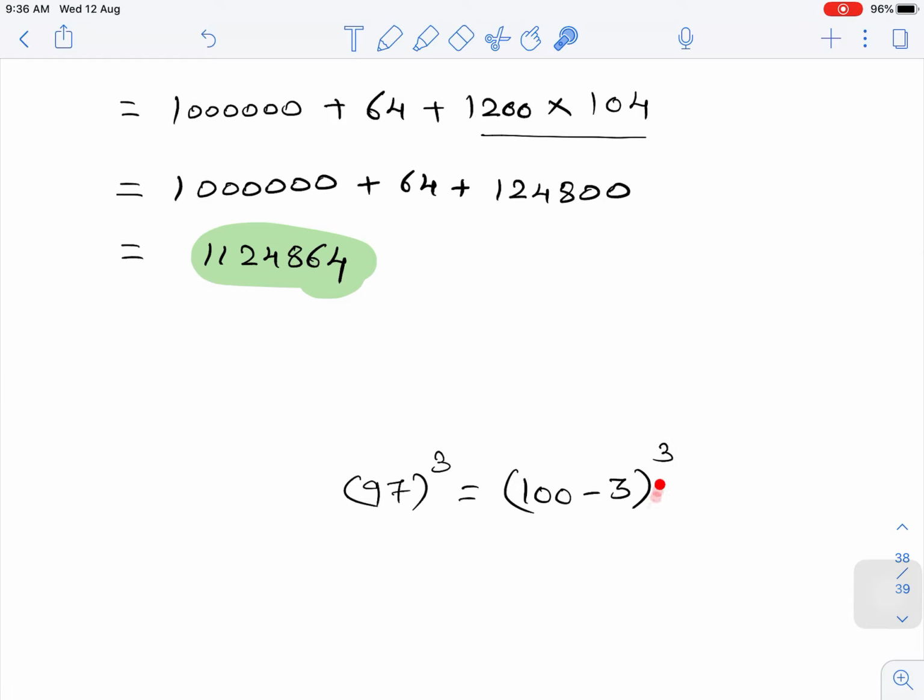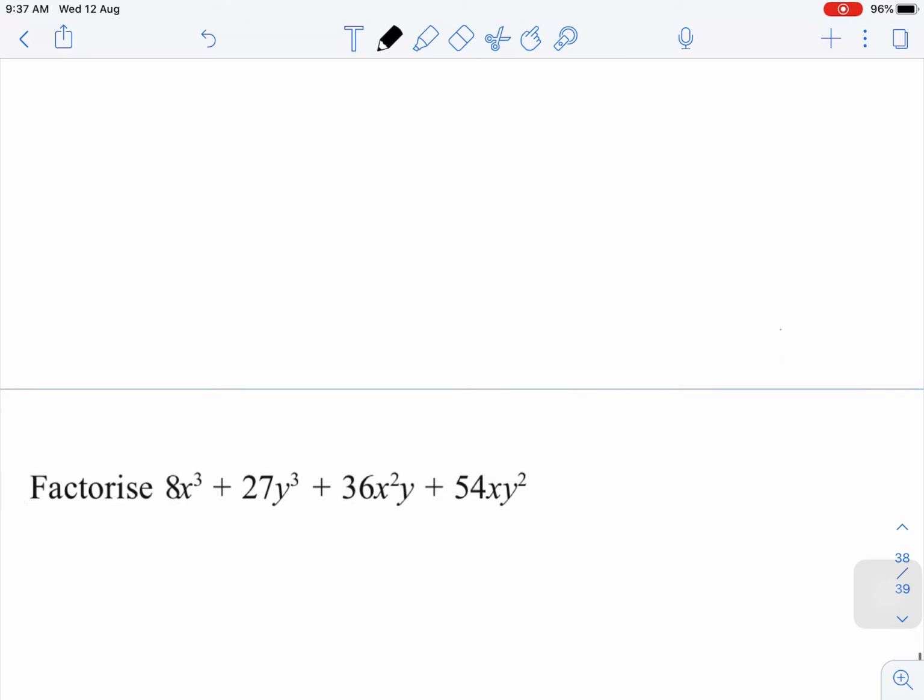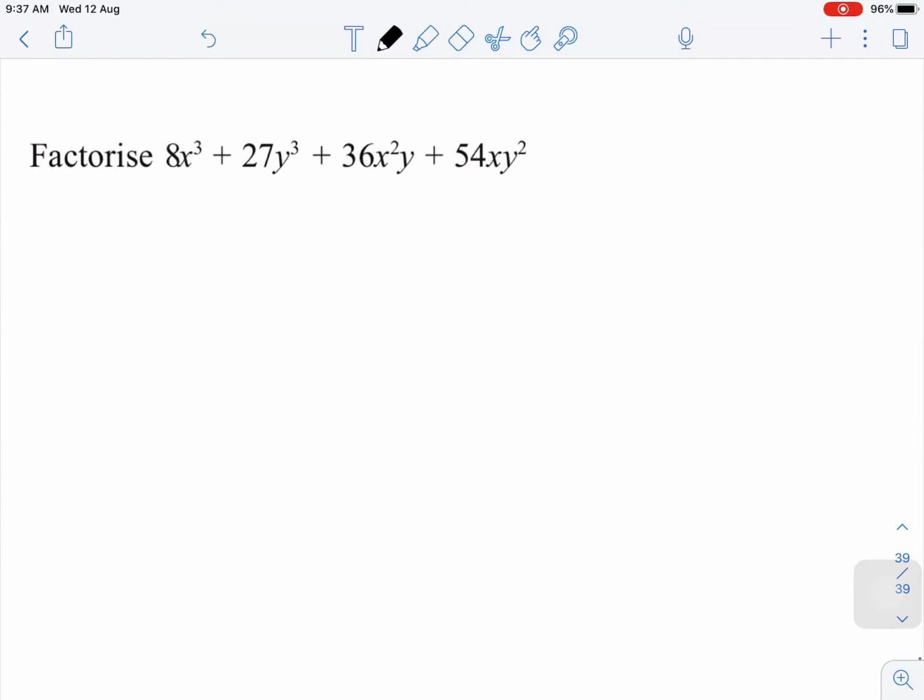Now it is easy to write it as (100 minus 3) bracket cube instead of writing it as (90 plus 7) cube. Okay, this will be more difficult, and this will be easy for us to calculate. Okay, so this way you have to solve remaining examples. Okay, now let us see about next example.